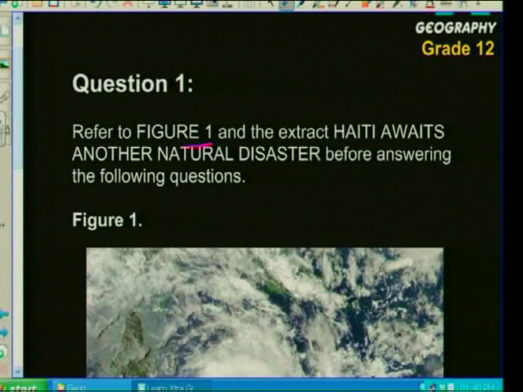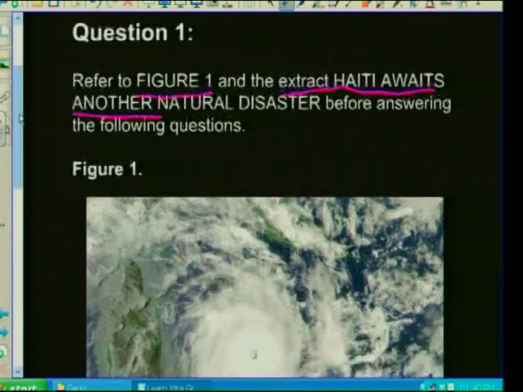Let's look at some exam type questions now, which is very significant. Let's see this one here. It says refer to figure 1. Okay, we'll make reference. Remember again, we read everything. And the extract on Haiti awaits another natural disaster. So the examiner has been quite nice here and has given us 2 pieces of information.